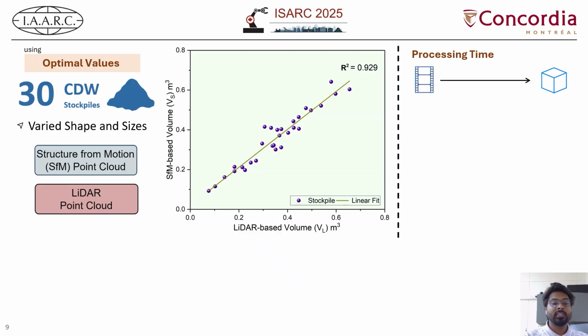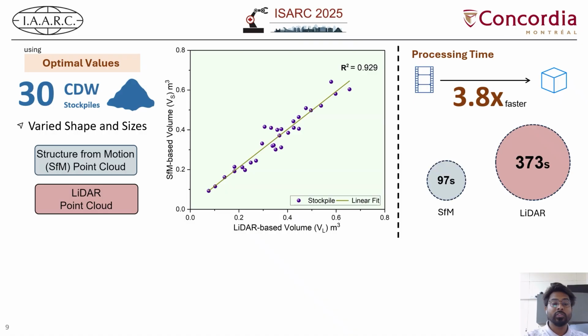And in terms of the processing time from end to end, from the extraction of the video till the volume estimation, we observe that SfM is 3.8 times faster than the normal LiDAR based solution and pipeline. Here you can see the SfM achieved the volume estimation in just 97 seconds. However, LiDAR took about 373 seconds.